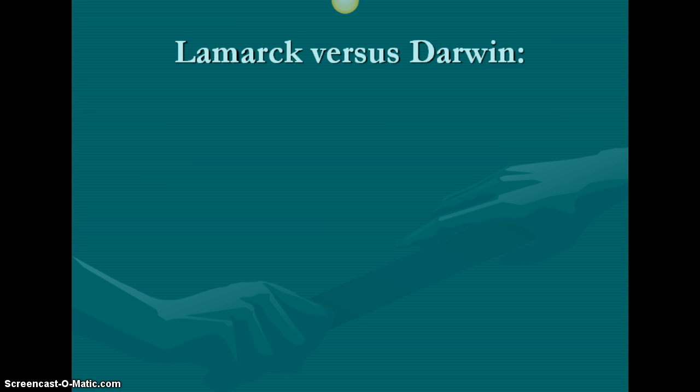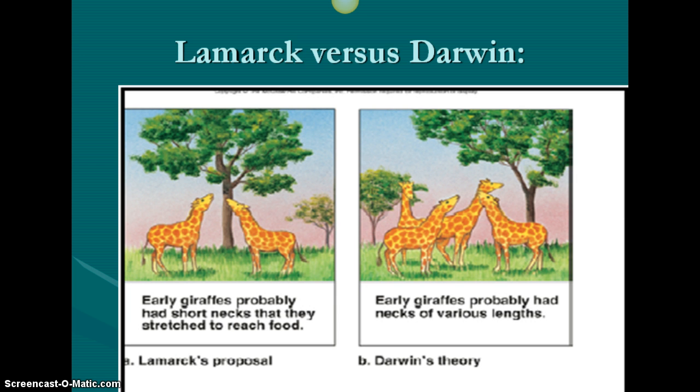So, Lamarck versus Darwin, and you have a spot in your notes packet with 2 columns. You can compare them. There's 3 main things that we're going to compare as we go through. So the first here, Lamarck would say that early giraffes had short necks and they stretched to reach their food. Darwin would say there were giraffes with different varying heights.